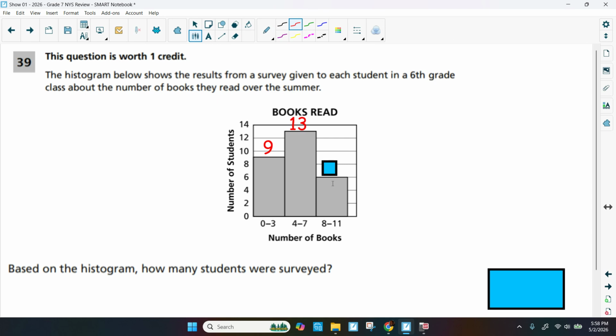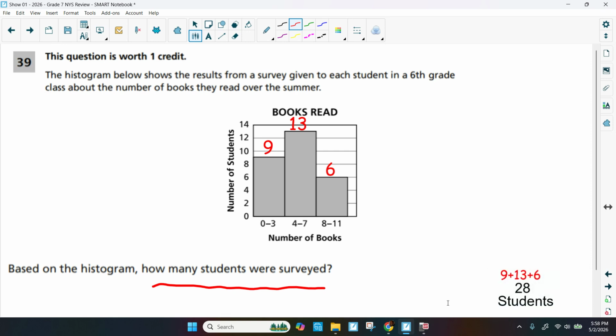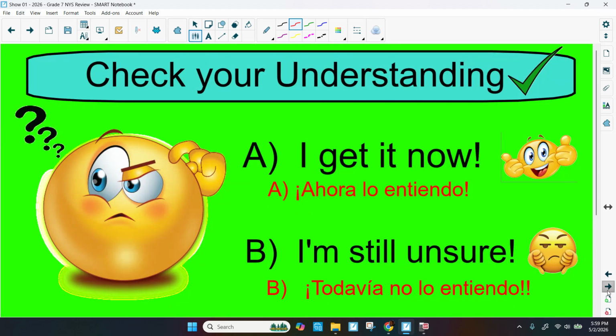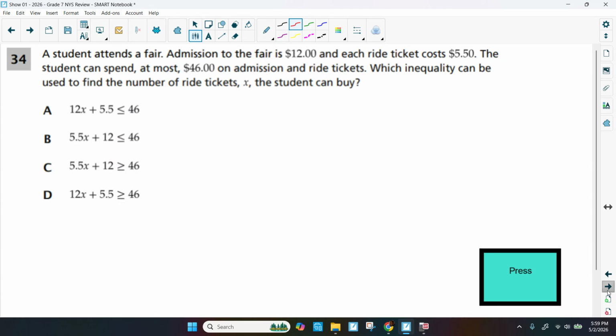And we got this last bar, lines up straight with the 6, so I'm going to say 6. So they want to know how many students were surveyed. Well, all I have to do is add that up, and that'll give me 28 students that got surveyed. Okay? All right, hope you're following along. I apologize if I'm going too fast, but time goes so quickly on this show.